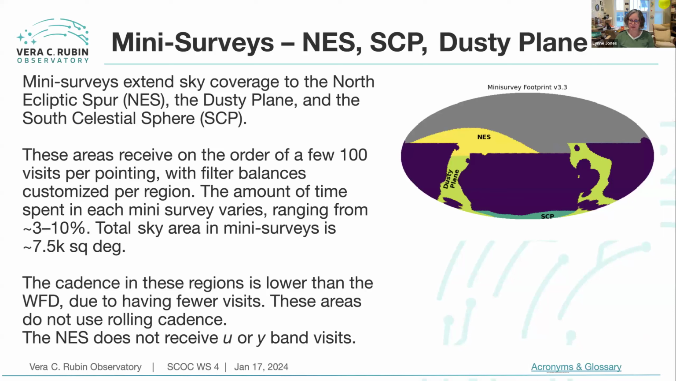The mini surveys you can see here. So we have the North Ecliptic Spur mini survey, the Dusty Plain, and the South Celestial Pole. Sorry, that should be South Celestial Pole. And these are areas which get on the order of a few hundred visits per pointing, and these filter balances are quite different than the YFAST Deep area. Note that the NES does not get U or Y band visits because those just aren't useful for solar system objects.